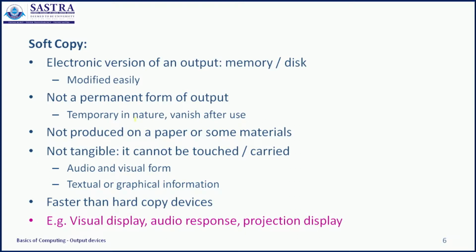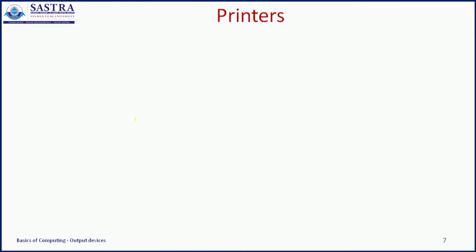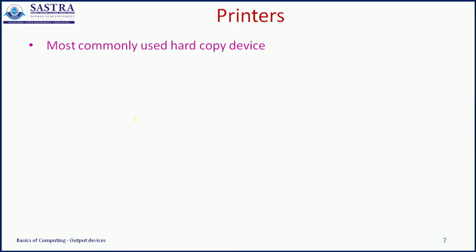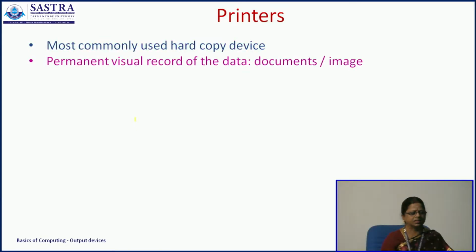Having seen these categorizations, let us move on to the first kind of output device, which is the printer. Printers are the most commonly used hard copy device. It is a permanent visual record of the data, either in the form of a document or an image. The quality is dependent on two factors, the resolution and the speed.